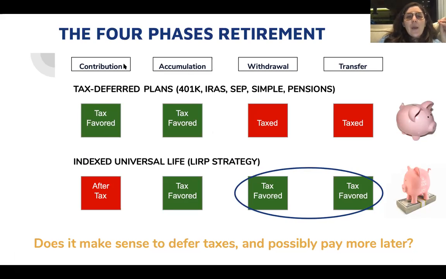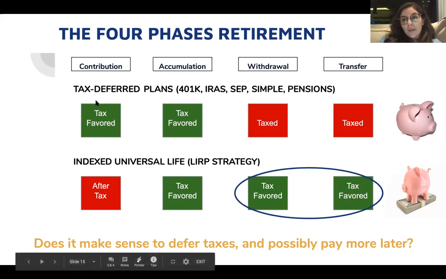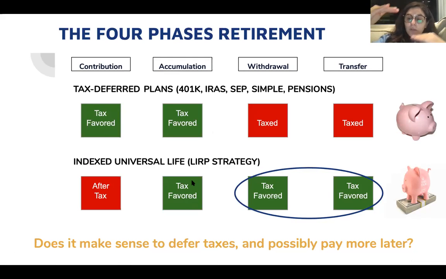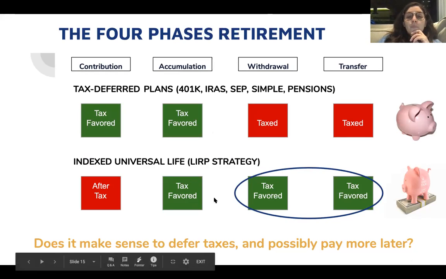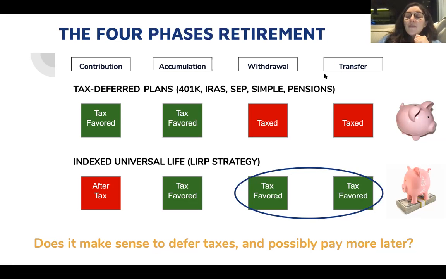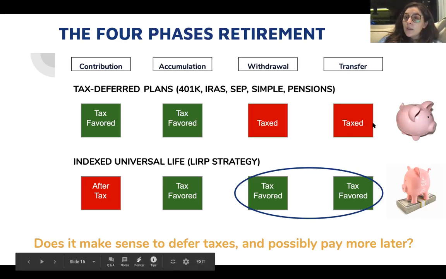So you have 4 phases. You have the contribution phase, when you're young and you're just contributing. Then you have the accumulation phase, which is accumulating interest, then the compound interest that we talked about in the past. And then you have the phase when you start taking money out, right? And then you have the last phase, when you pass away and you transfer that wealth to your beneficiary.